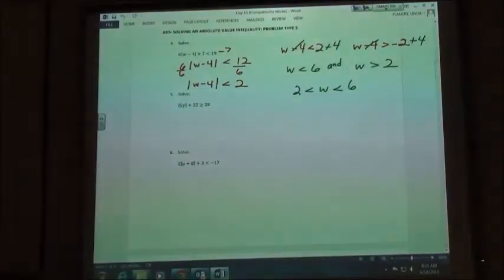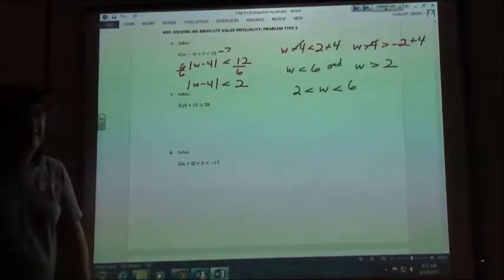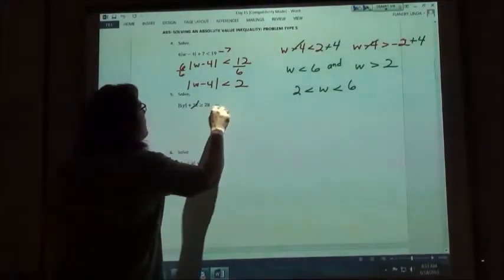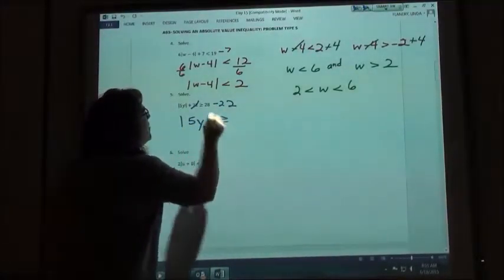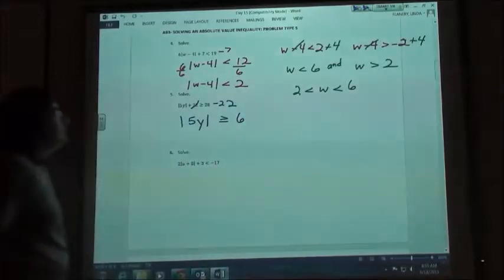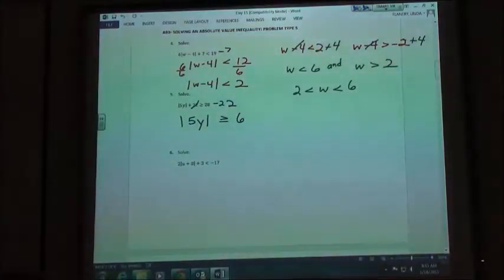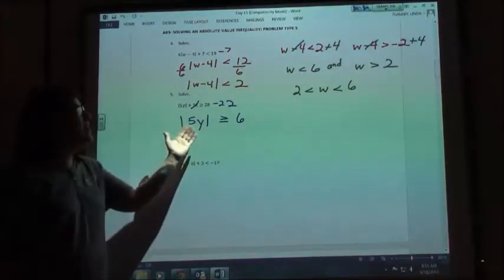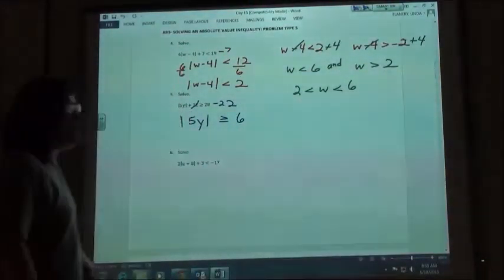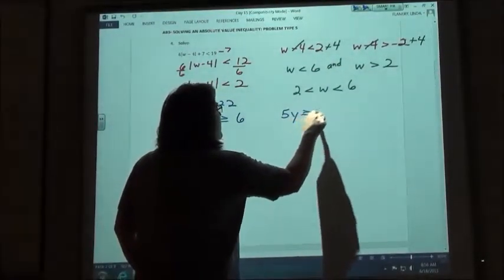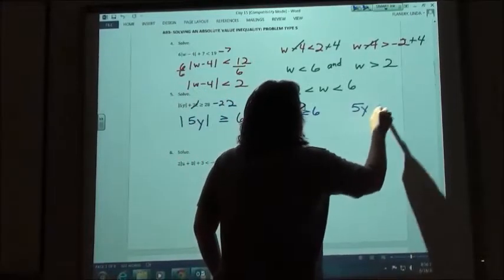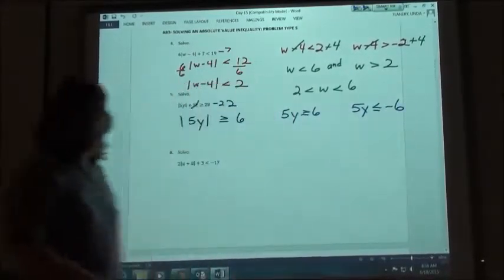So number 5, if I want to solve that, the first thing I should do is subtract my 22. So the absolute value of 5y is greater than or equal to 6, right? So on this one, the absolute value is by itself. I'm already going to hop over and do my 2 problems then. Either the 5y is greater than or equal to 6, or 5y is less than or equal to my negative 6.